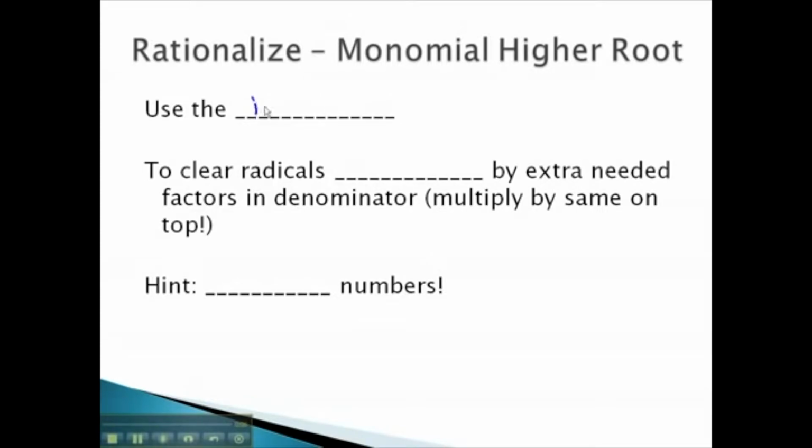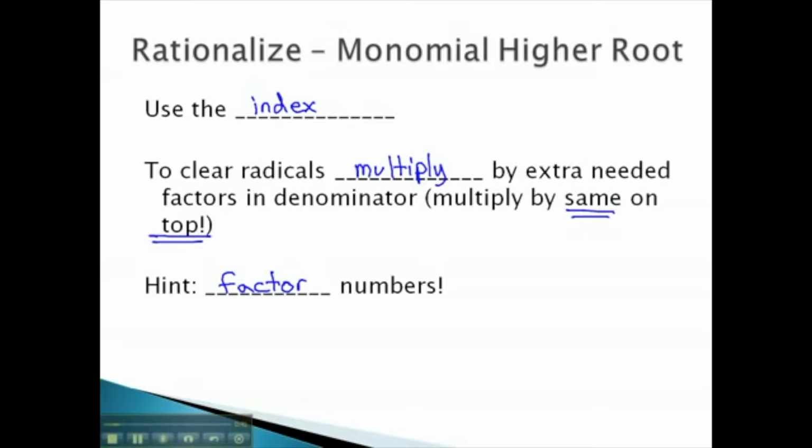As we do, it will be really important that we use the index to keep in mind what we're dividing the exponent by. We will then figure out how many extra factors we need to clear the radicals by multiplying by any extra needed factors in the denominator. It is very important that we multiply the same thing in the numerator as well. As a hint, to help us do this with any numbers, we may want to factor them to know what factors we're working with.